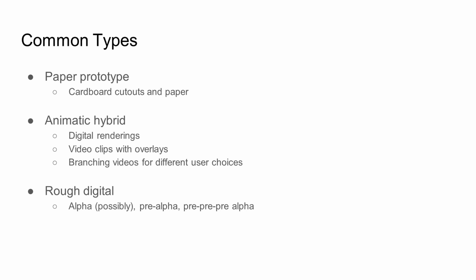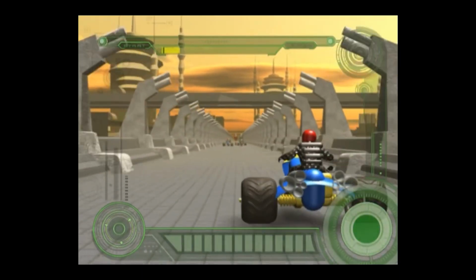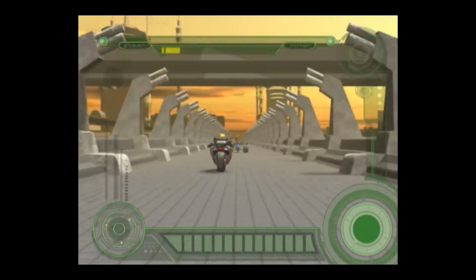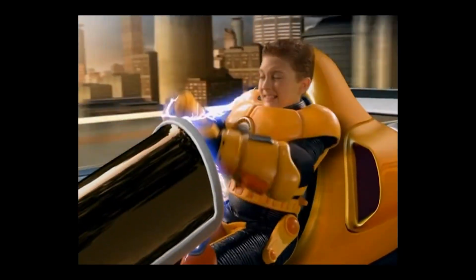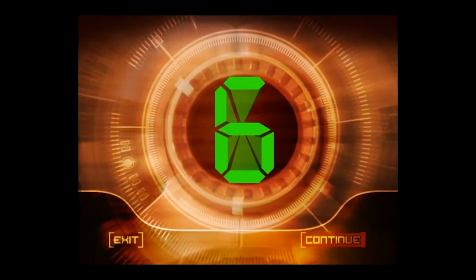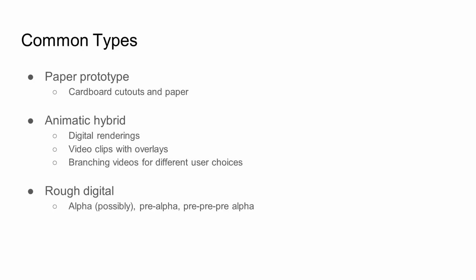Off the top of my head, I can think of the Spy Kids 3D game on DVD. Although at that stage that was already a full product and not a prototype. But what I mean is the interaction is done just by using branching videos. The next type I've seen, which is my most preferred type, is just a rough digital.